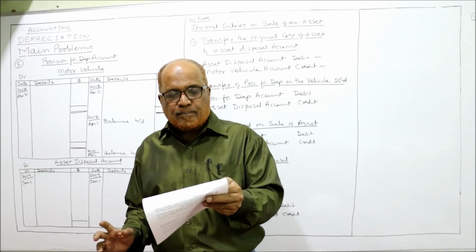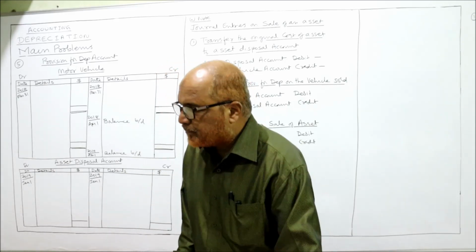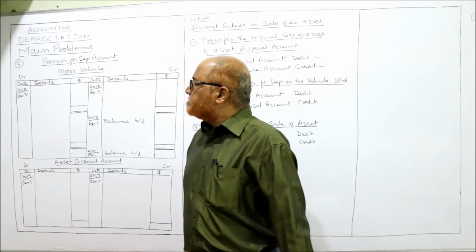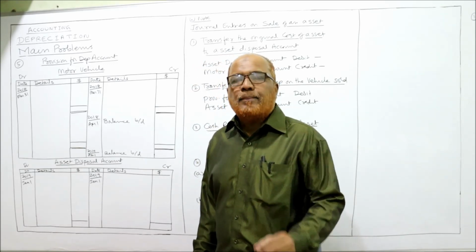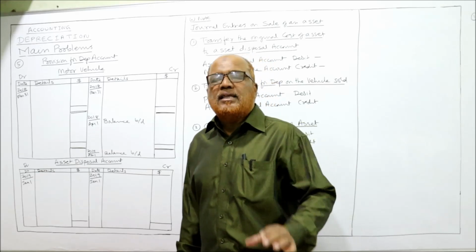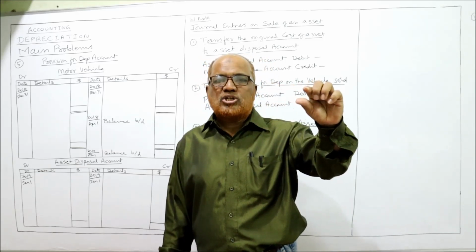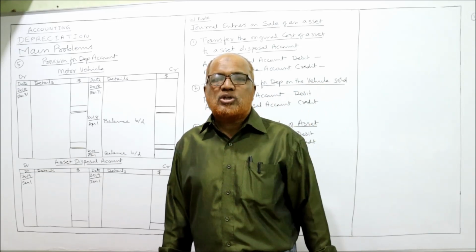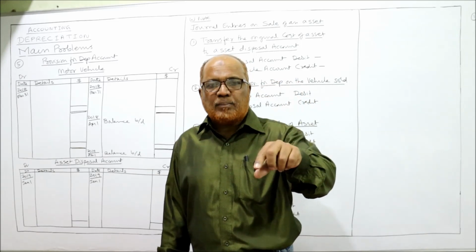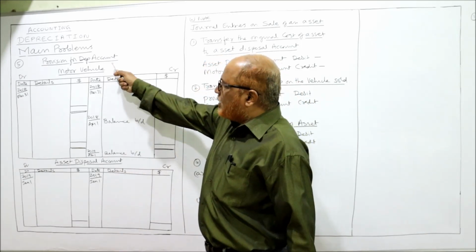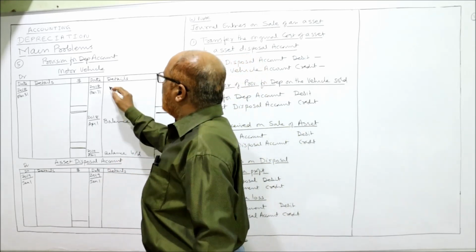So we are going to make the provision for depreciation account. Now see carefully. First of all, on 31st March 2018, depreciation will be provided. The entry for providing depreciation is income statement debit, provision for depreciation credit. So this is the provision for depreciation account. On motor vehicle, credit side, income statement.